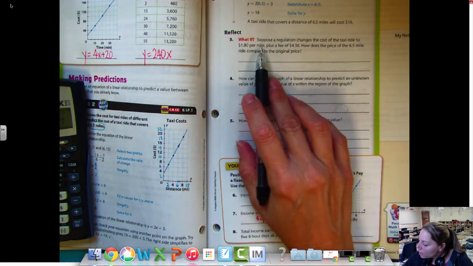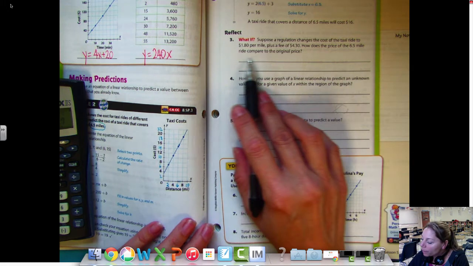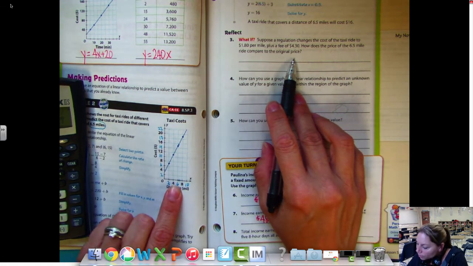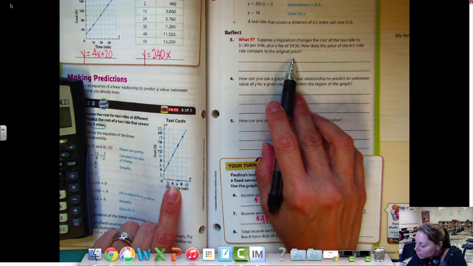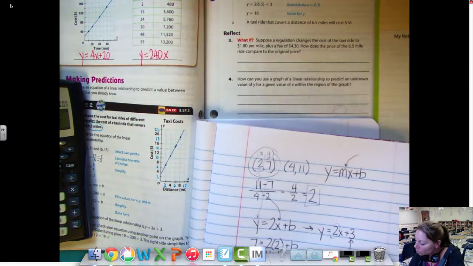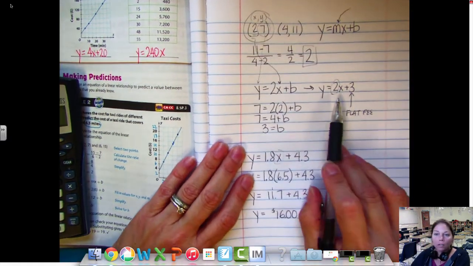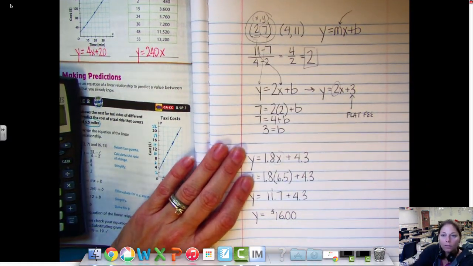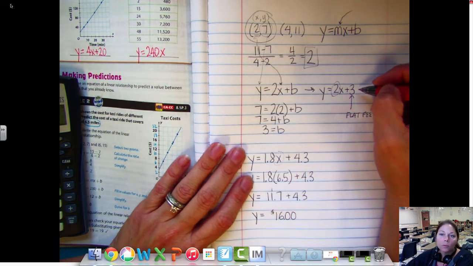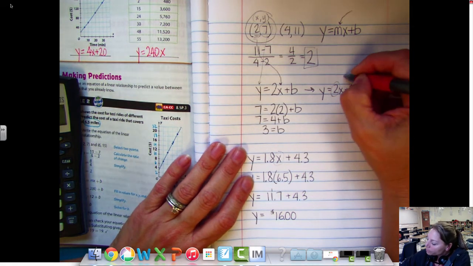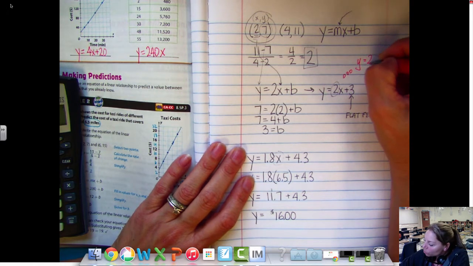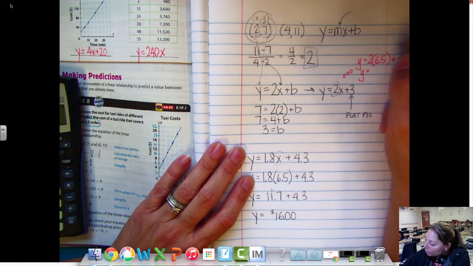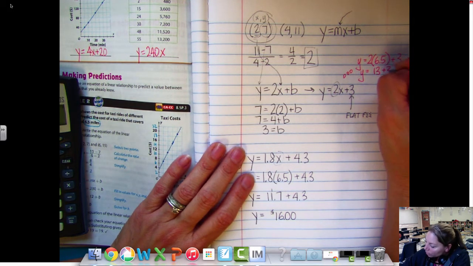Okay, so it says, how does the price of the 6.5 mile ride compare to the original price? Well, the original price I think we came up with was 16, right? I guess we didn't even get that far on the first one. So let's come back here to our first equation that we had created, which is right here. We never did end up calculating the cost of how much it would cost us to drive 6.5 miles. So let's do that real quickly. So I'm going to do y equals 2 times 6.5 plus 3. And that's going to give me y equals 13 plus 3. So this gives me $16.